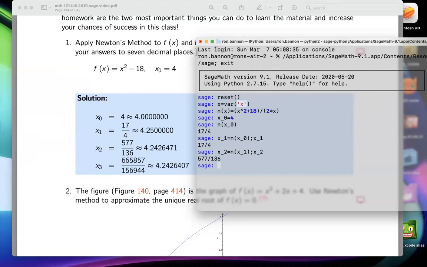Now let me do X3. What's X3 going to be? Equal to N of X2. And what do I want to do? I want to display X3. And I got it. I got the same number they got.